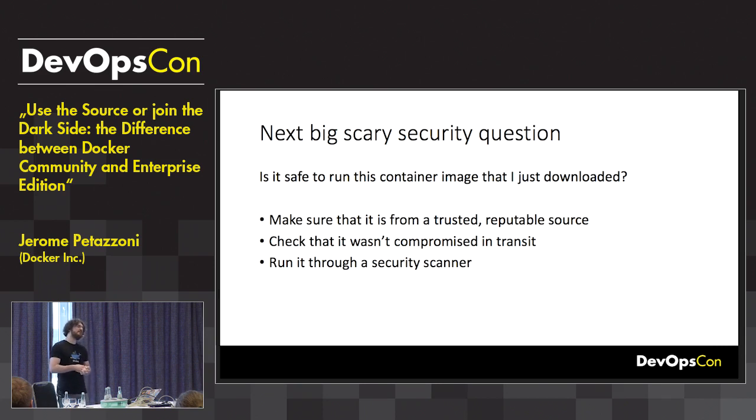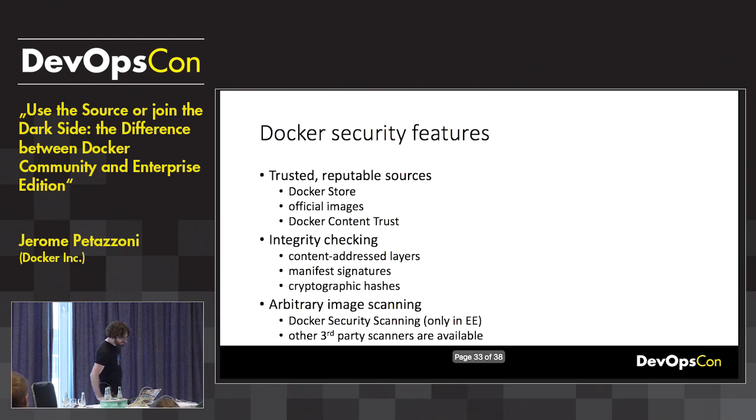With containers, we have pretty much the same question. Oh, I just found this really interesting image on the Docker Hub or wherever. Can I run it safely? Well, you can first check, where did you get that from? Is that an official image from MySQL, Nginx, Oracle, something like that? Or did you get that from some completely unknown person, some weird image? You can check that it wasn't compromised in transit, and you can run it through a security scanner. The security scanners are the equivalent of the antivirus in the container world.